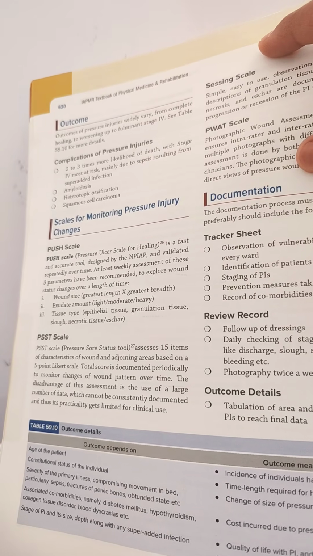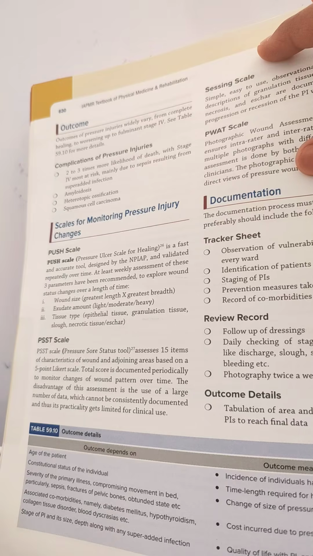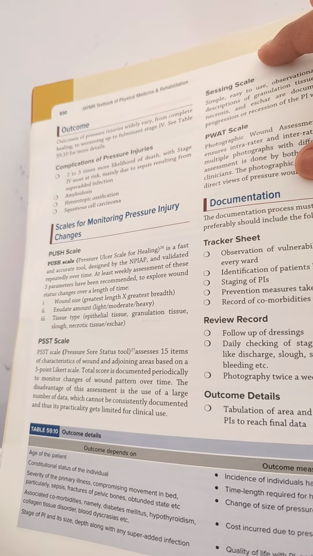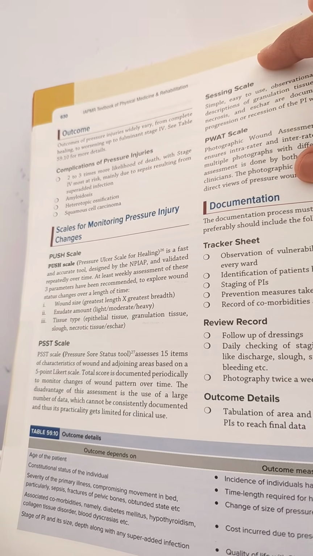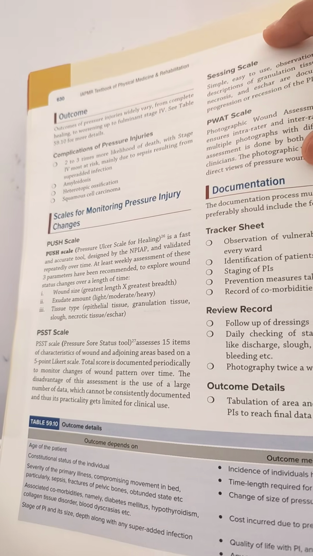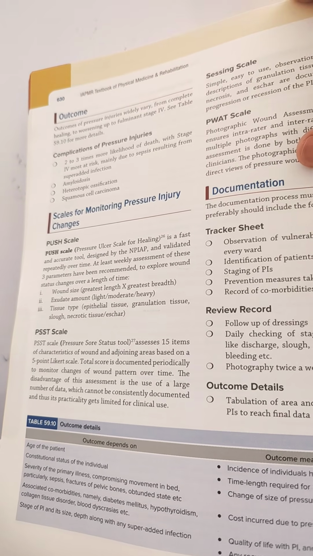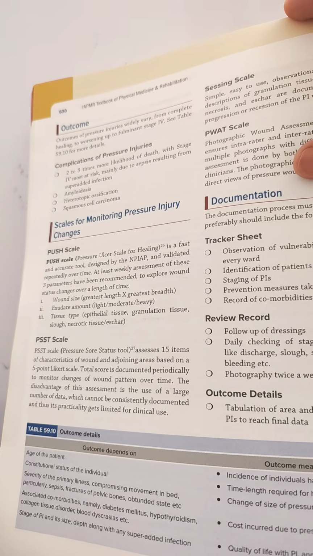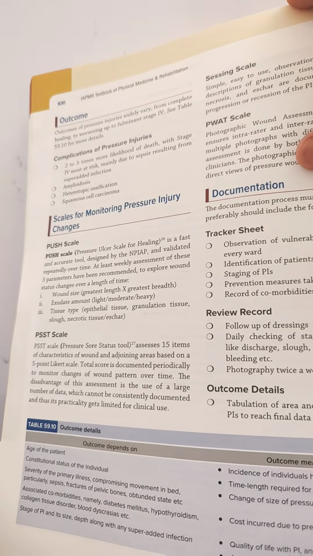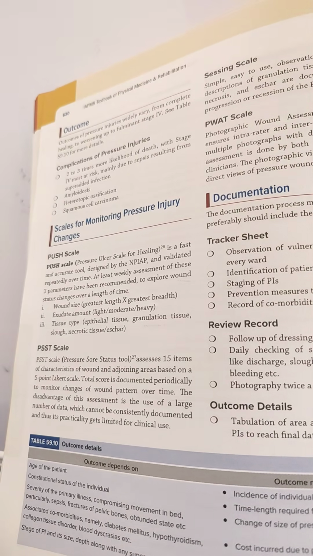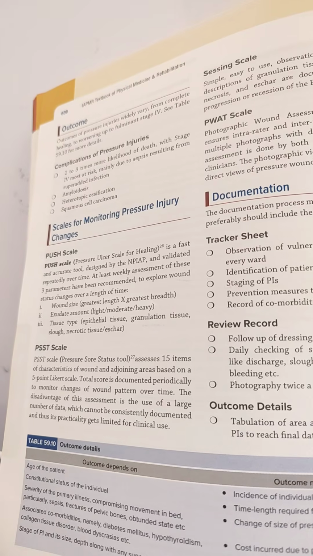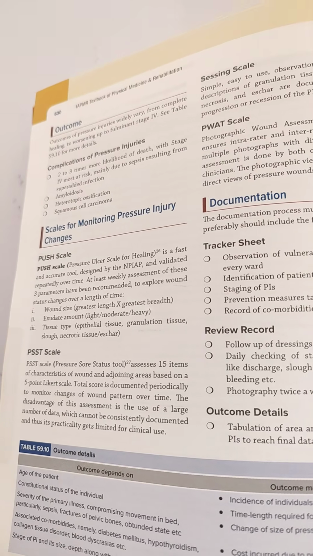Weekly assessment of three parameters to explore wound status: pressure source status tool, assess 15 times of characteristics of wound, adjoining area, 5-point Likert scale. Total score is documented periodically to monitor changes of wound pattern over time. Disadvantage of this assessment: use of large number of data which cannot be consistently documented.